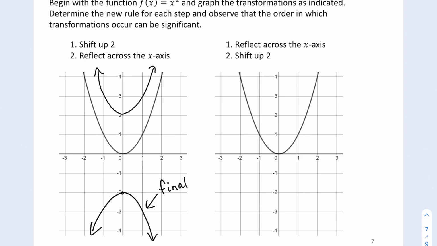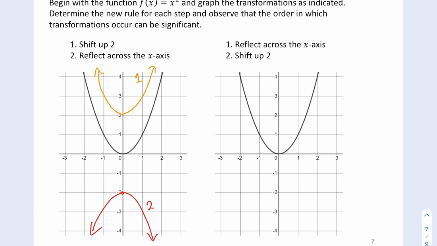Step 1 and step 2. So maybe we could label them by steps. After doing step 1, maybe I'll color code these. So this was, we'll just put a 1 there. That was step 1. And then after doing step 2, our final graph was down here. So 1, 2 steps.